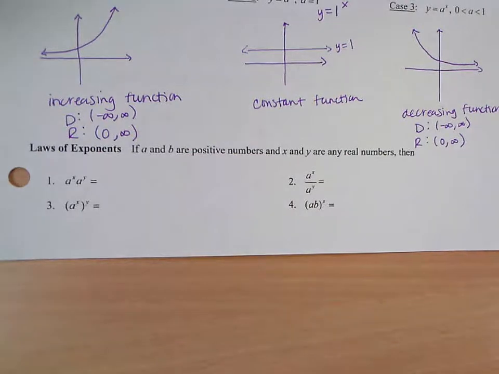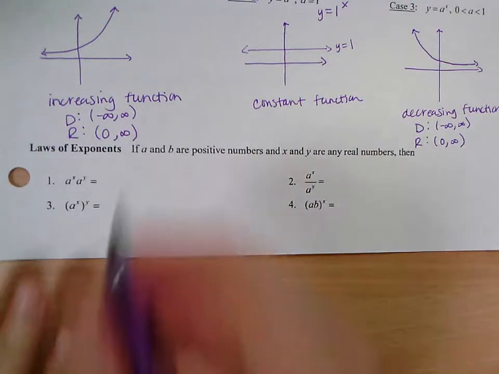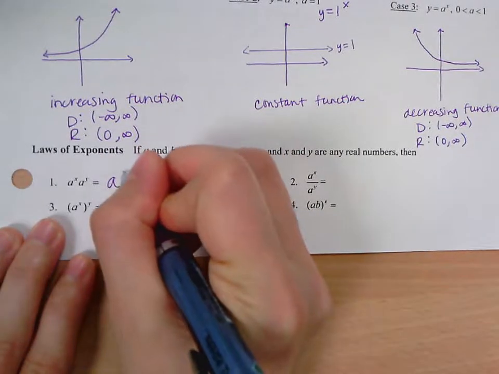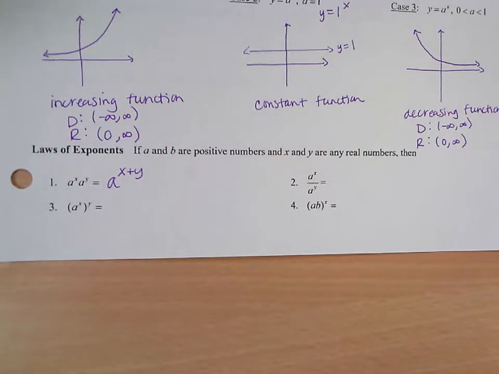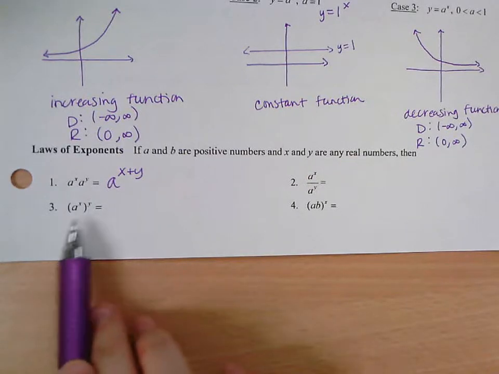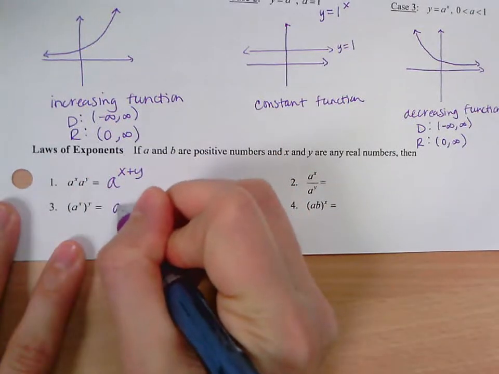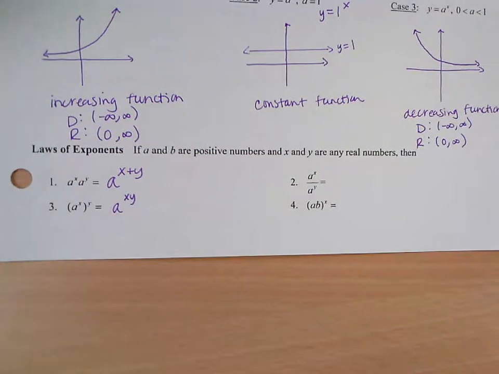You can add the exponents. So this would be a to the x plus y. So when you multiply powers, you add their exponents. The one below it, yes, when you have a power raised to another power, that's when you multiply the exponents. That would be a to the xy, a to the x times y.